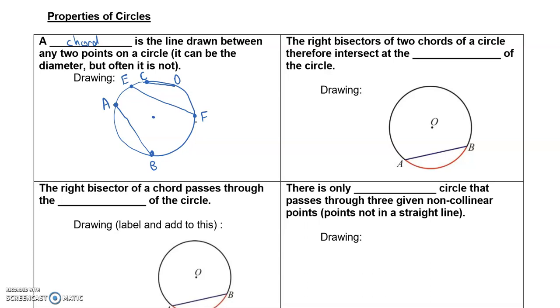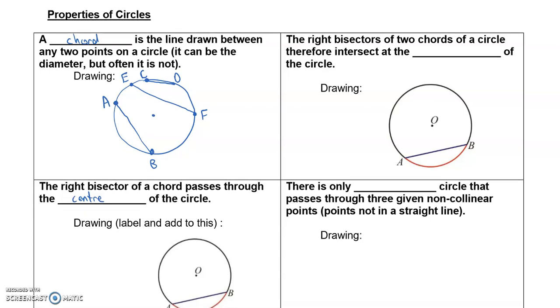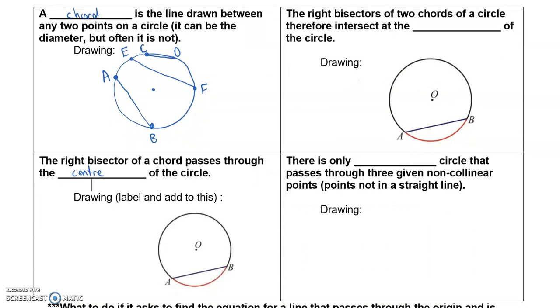Well, another property here that we should be aware of is that the right bisector of a chord passes through the center of the circle. What does that mean? Well, let's actually draw this on this diagram and see how that works. The right bisector, well, here's the chord. And so if I bisect that, the right bisector cuts this chord in half at a 90-degree angle. It is always going to pass through the center of the circle.